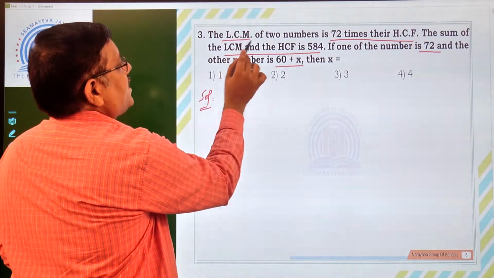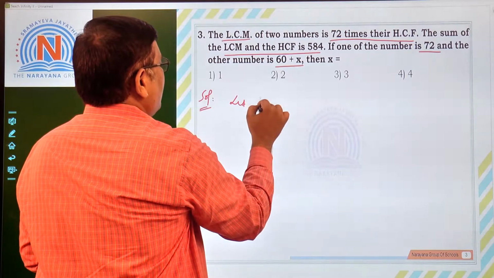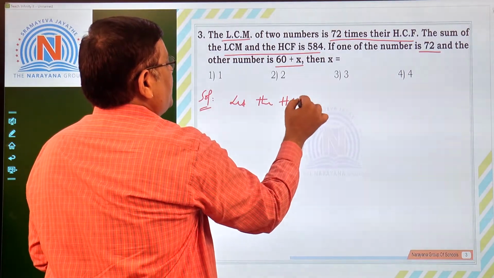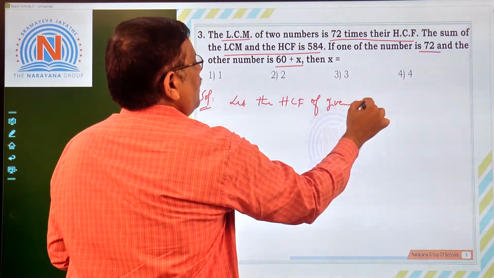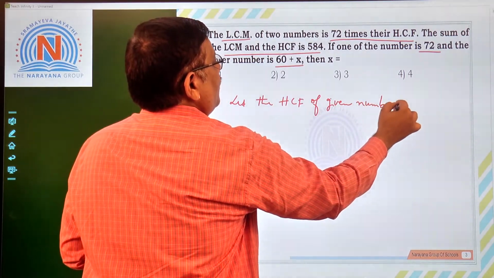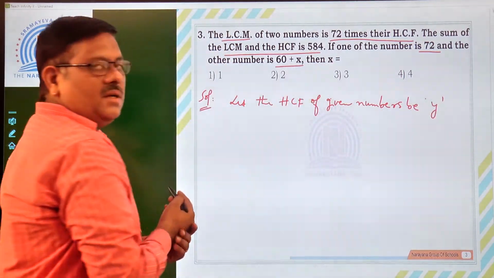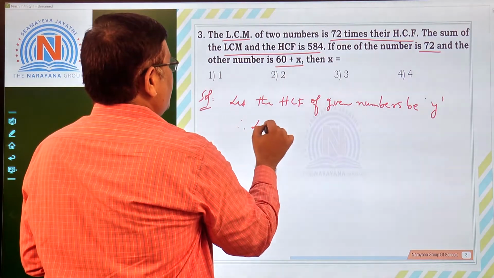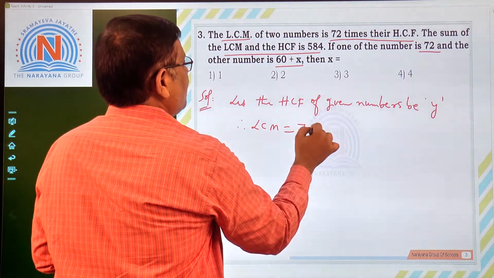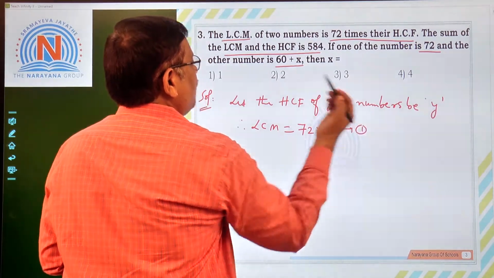As he is saying the LCM of the numbers is 72 times the HCF, let the HCF of the given numbers be some y. Let us take y because x already exists in the given question. Therefore, LCM will be 72 times the HCF, that is 72y. Let us consider it as condition number 1.